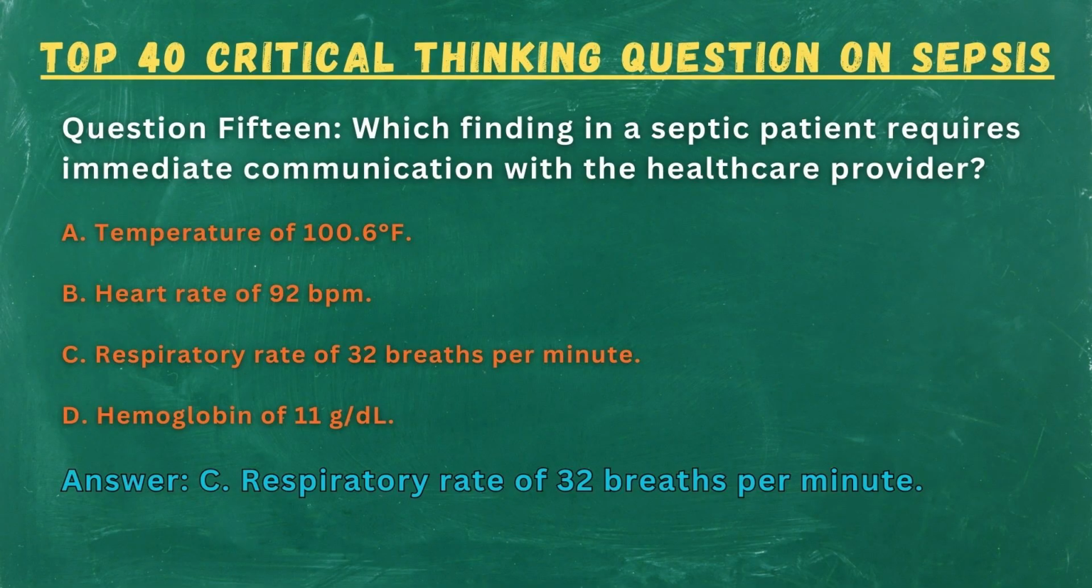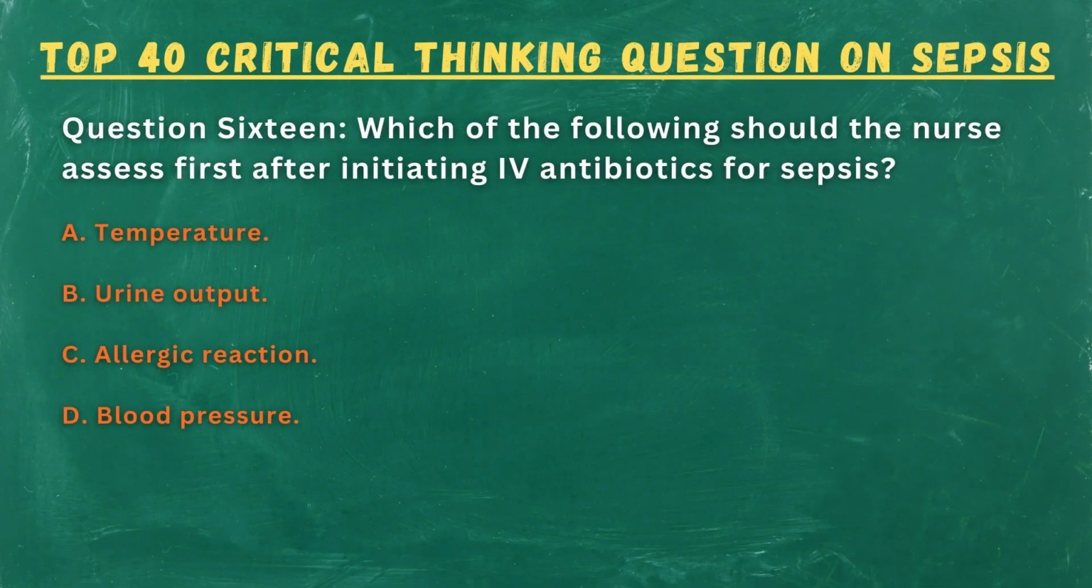Answer: C. Respiratory rate of 32 breaths per minute. Question 16. Which of the following should the nurse assess first after initiating antibiotics for sepsis? A. Temperature. B. Urine output. C. Allergic reaction. D. Blood pressure.